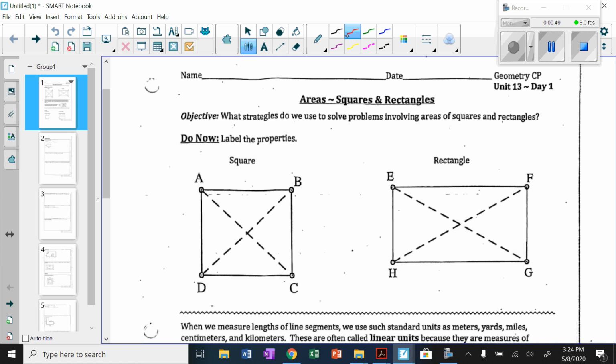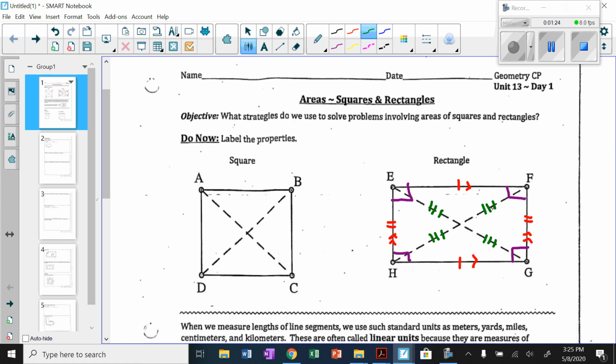So if you remember, let's do the rectangle first. In a rectangle, the opposite sides are congruent. We also know the opposite sides are parallel. We know that all angles are right angles. And not only are the diagonals congruent, they bisect each other, which means all four little parts of the diagonals are congruent.